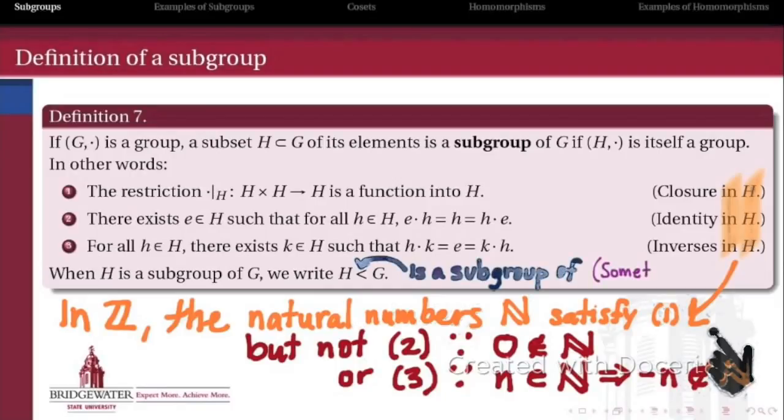When H is a subgroup of G, by the way, we'll write H less than G. We use the less than symbol to denote subgroup. Some authors will just use the subset symbol. Some authors will write less than or equal to. There's a variety of different ways of denoting it. We're going to stick with the less than symbol to denote that H is more than just a subset of G. It also is a group, a subgroup, using the same operation that G has.